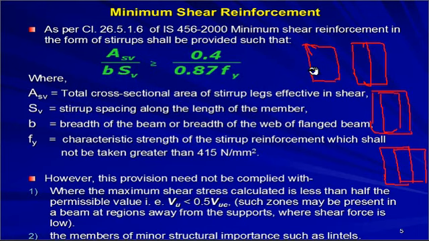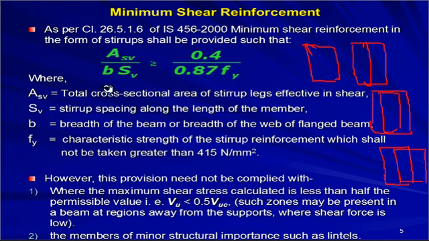So the total cross-sectional area of the stirrup legs, that means if this diameter is 6 mm, then pi by 4 into 6 square gives you the area of 1 leg. Multiplied by 2, it's a 2-leg. If it is 3-legged, then multiply by 3. So likewise you can calculate the total cross-sectional area, ASV.